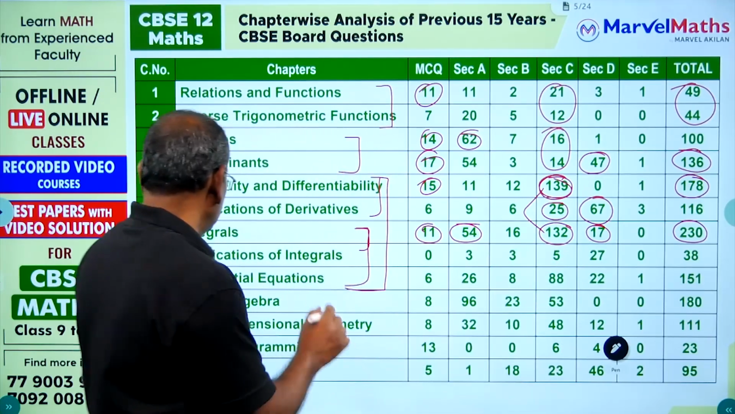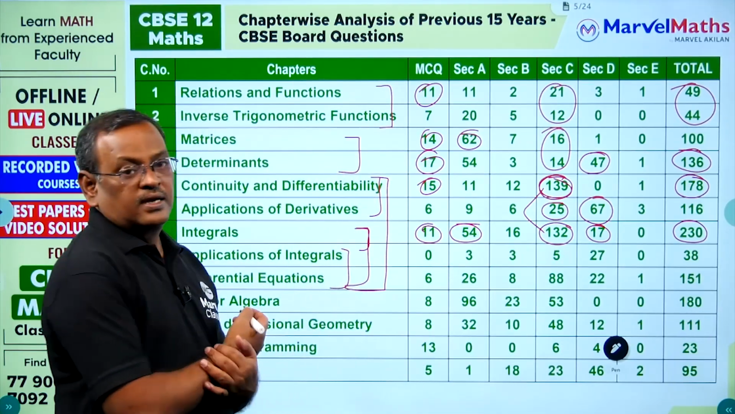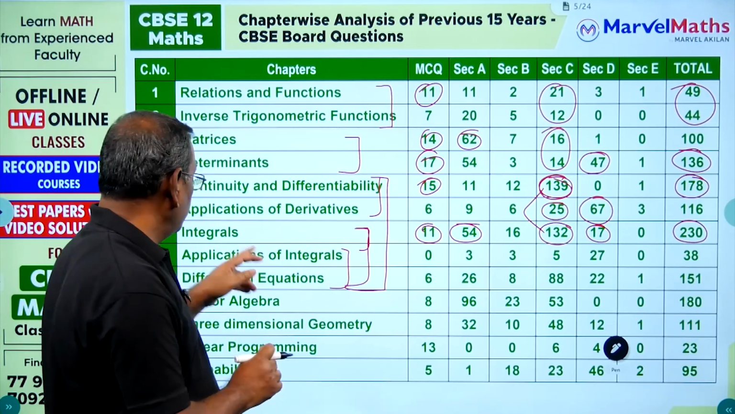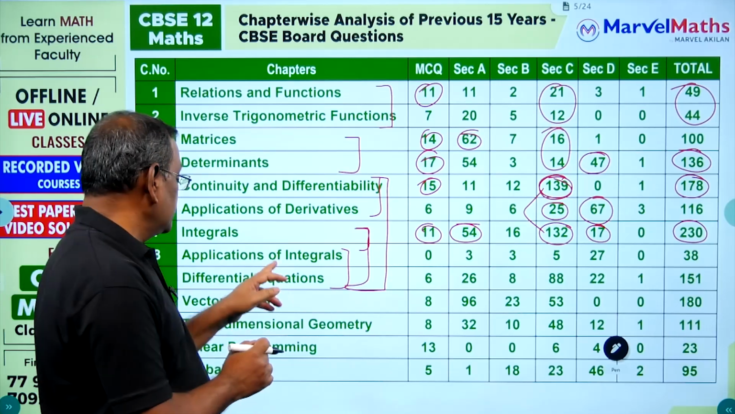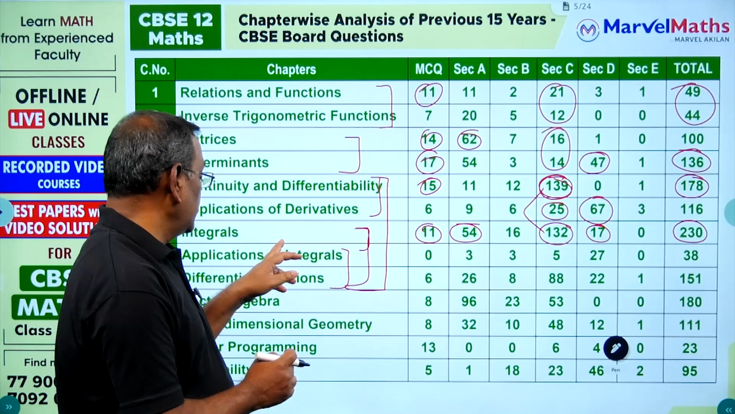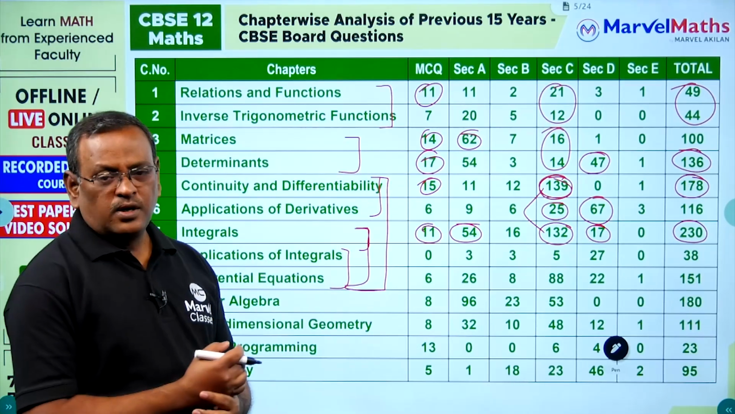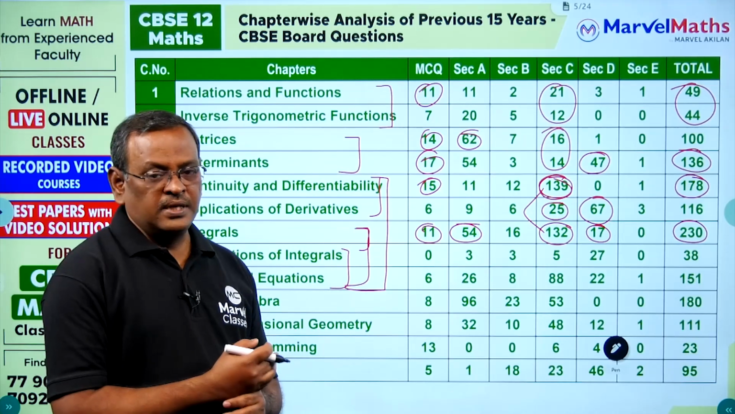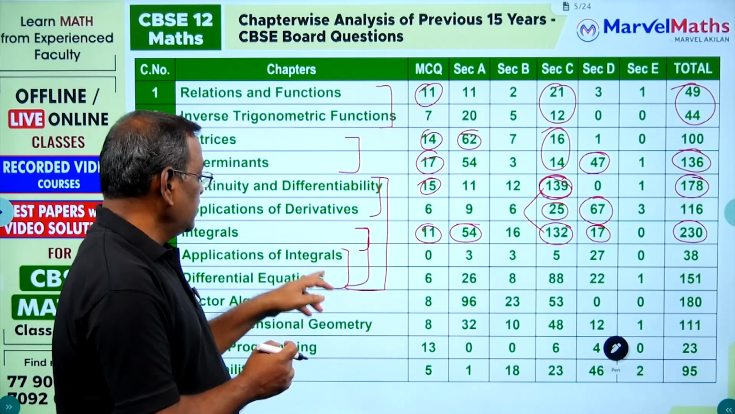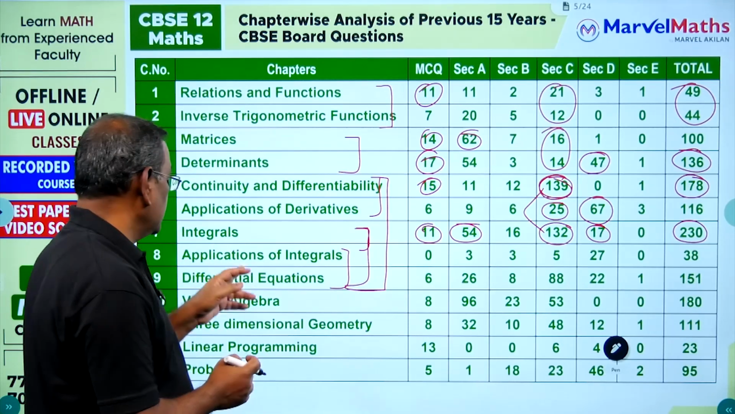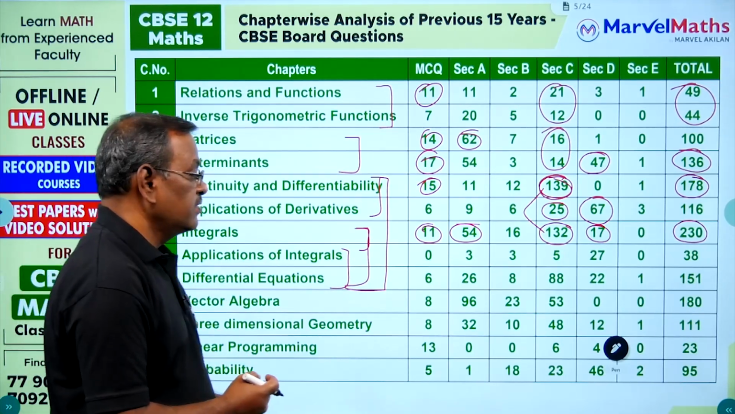Also, these 2 chapters depend on integral calculus: application of integrals as well as differential equation. If you are weak in integral, then these 2 chapters will not be so easy. Okay, so focus more on integrals. Around 45% of the marks are based on this, so minimum you can expect 15 to 20 marks from these 3 chapters: integral, application of integrals, and differential equation.